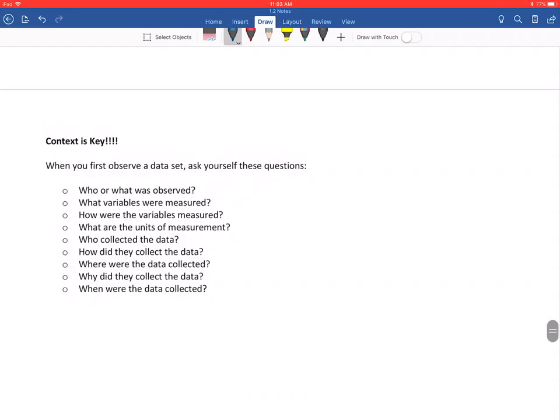Context is key. When you first observe a data set, you should start asking yourself these questions, and you're going to get better and better at asking yourself these questions as the class continues. Who or what were observed? What variables were measured? How were the variables measured? What are the units of measurement that we're using? Who collected this data and how did they collect the data? Where were they collected? Why did they collect the data? And obviously, when was the data collected? Because if it was collected 50 years ago, perhaps we need to have a new study, an updated study, to really make any generalizations.